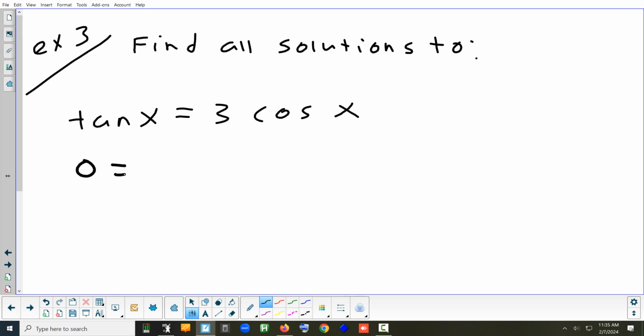Easier way? Well, which way do you want to do it? Do you want to subtract the tan x to that side, or do you want to bring the 3 cosine x? I think it makes sense to take out just the tan x. All right, we can bring the tan x to the other side.